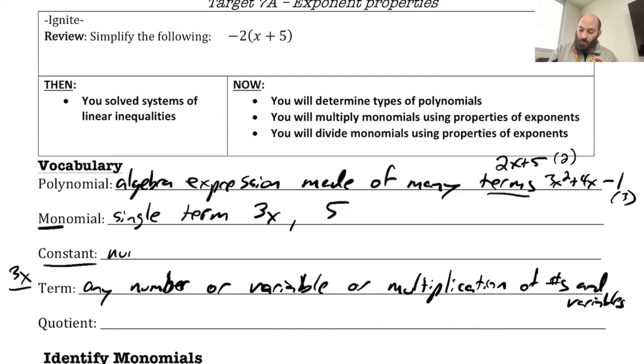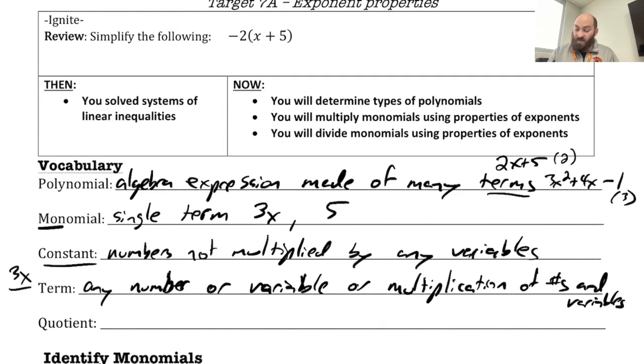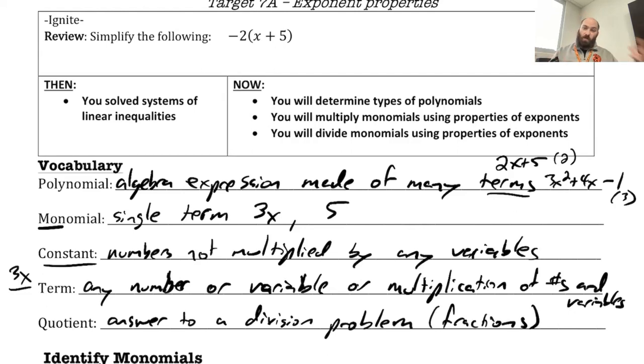Okay, these are just numbers. Numbers that are not multiplied by any variables. So if I ever describe something as a constant, I'm referring to just a number with no variables at all. Okay, quotient, that is an answer to a division problem. So that should be a review of something in the past before. Also can be written as fractions. Okay, this is the other part you might see it. So remember that quotients can be represented as a fraction because technically I'm dividing with a fraction.